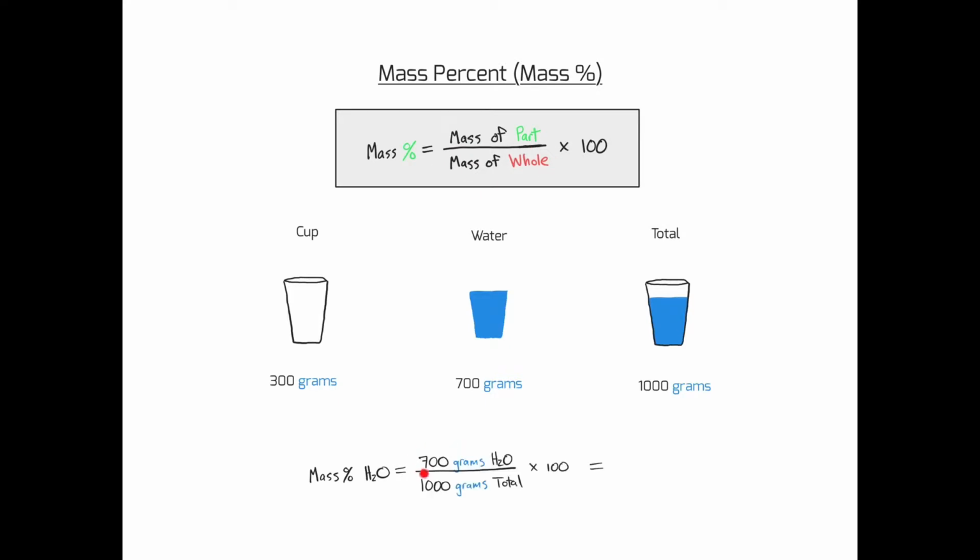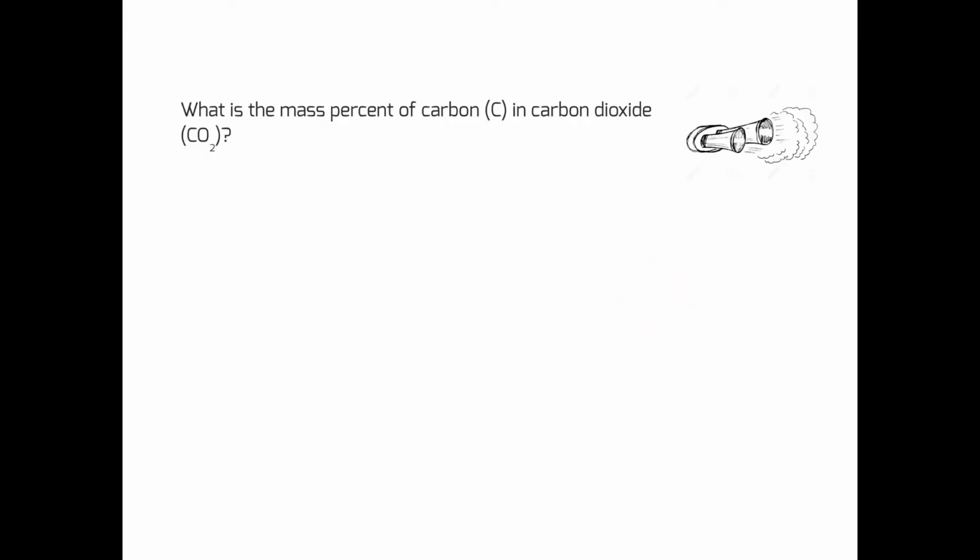So we have our 700 grams of water divided by our 1,000 grams of total times 100, and what we get is 70%, which tells us that water makes up 70% of the total mass of the cup and water. Let's go ahead and look at a real sample problem now.